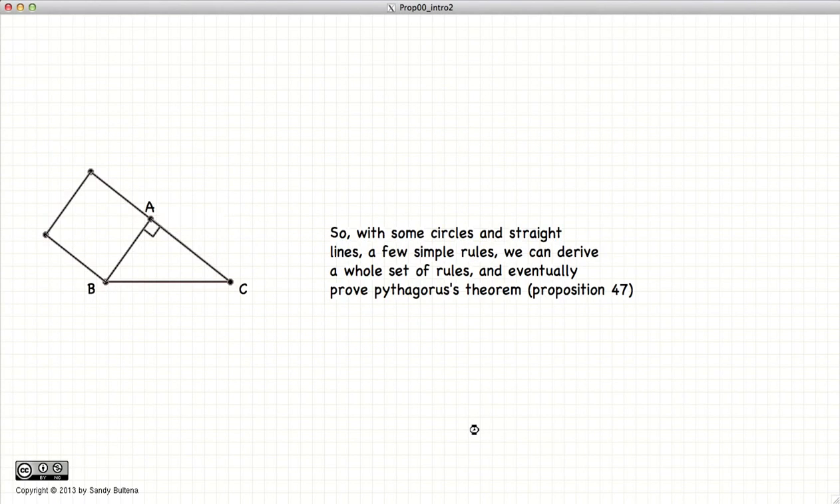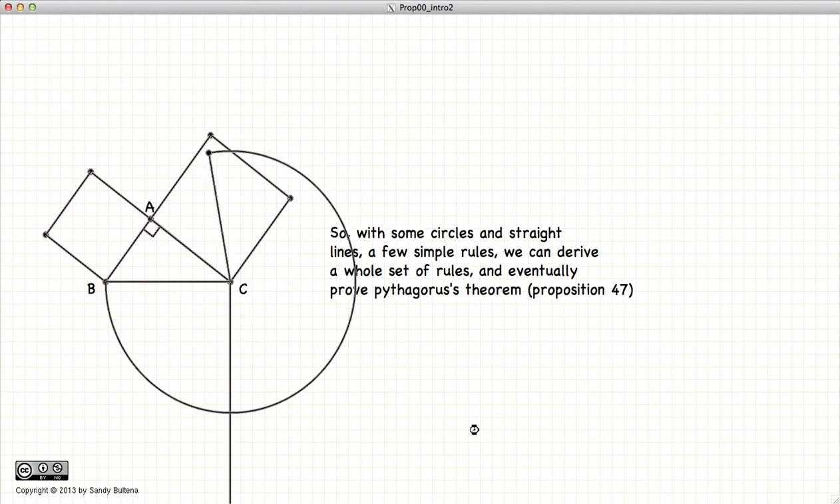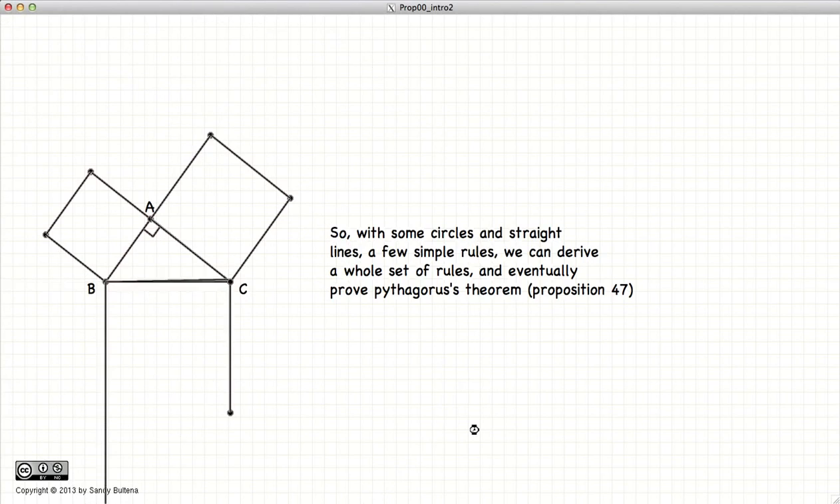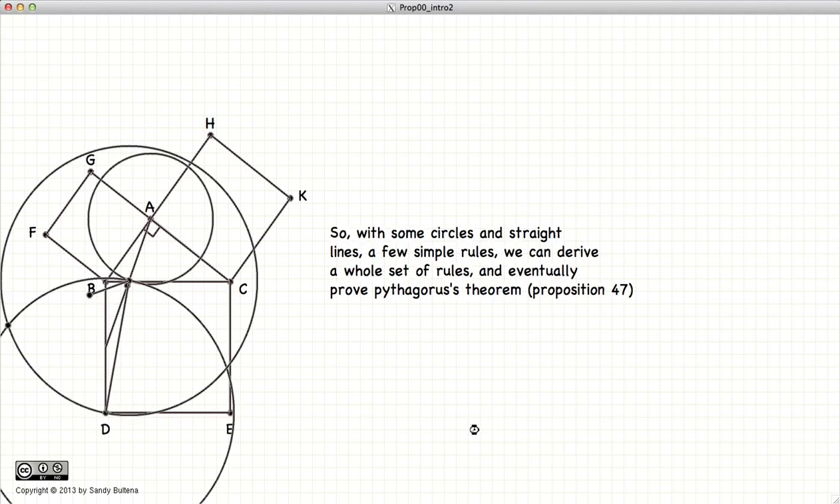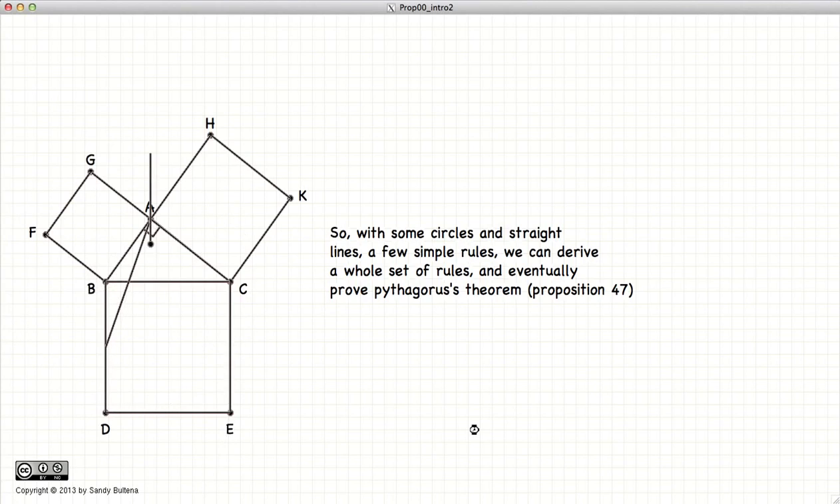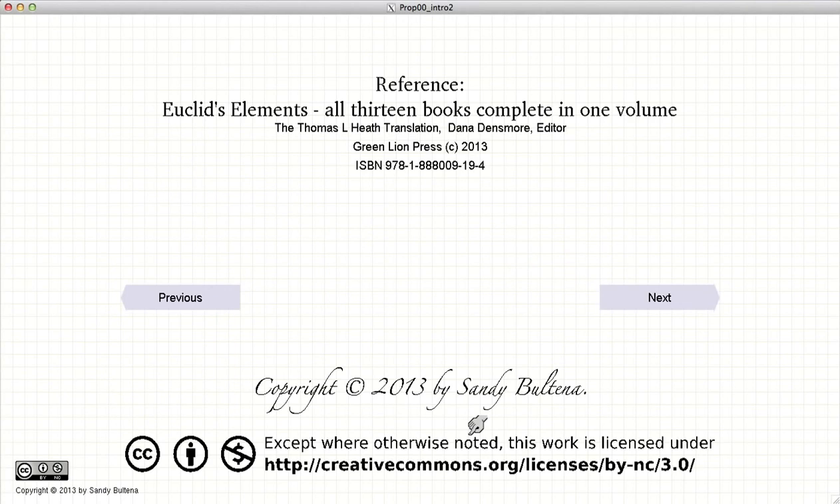So, with our postulates and common notions, a straight edge and a ruler, it is possible to derive Pythagoras' theorem, a squared plus b squared equals c squared, for a right-angled triangle. To be fair, Pythagoras derived his proof before Euclid, but Euclid is the first to derive it from basic principles, and this proof comes about as proposition 47. So, these tutorials will work through each of the propositions or proofs in Book 1 of Euclid's Elements.